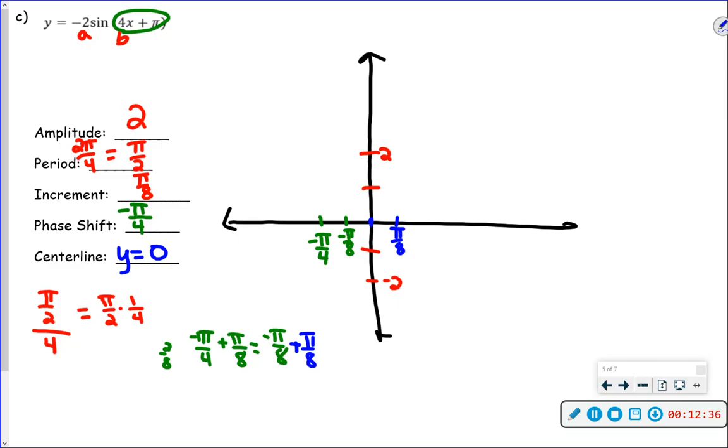So remember, I need 4 to make a full period. I have 1, 2, 3, 4. An 8th plus an 8th would be 2/8, which I'm going to reduce. So I need 4 more. I'm going to go to the right.